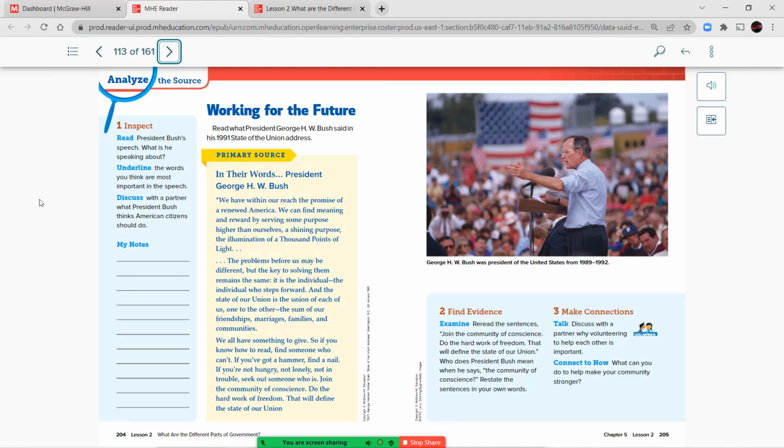All right, let's go ahead and get started with our lesson. Of course, we're going to start with the information in the blue bars. Read President Bush's speech. What is he speaking about? Underline the words you think are most important in the speech. Discuss with a partner what President Bush thinks American citizens should do.